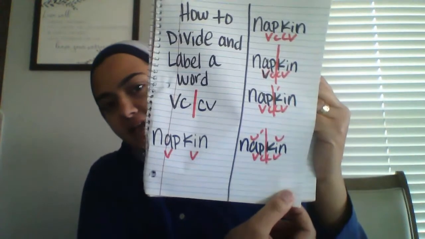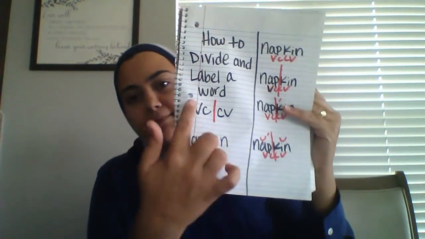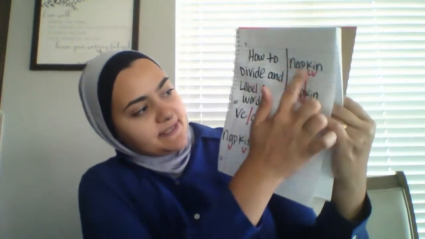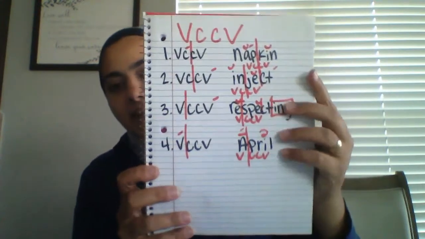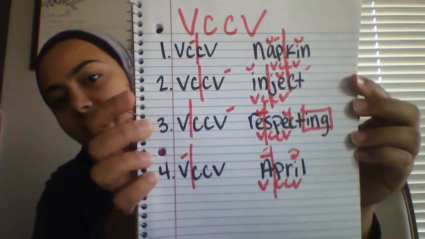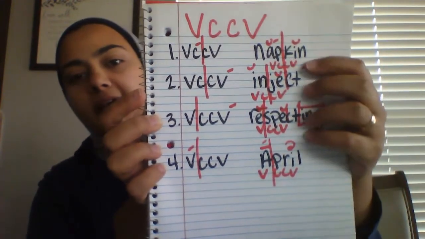Yesterday, we wrote this rule down, how to divide and label a VCCV word, and then I did it step by step. First step, second, third, fourth. All right, so today we're writing the rule card down. So it says VCCV at the top. That stands for vowel, consonant, consonant, vowel. And then it shows you where the accent line goes.